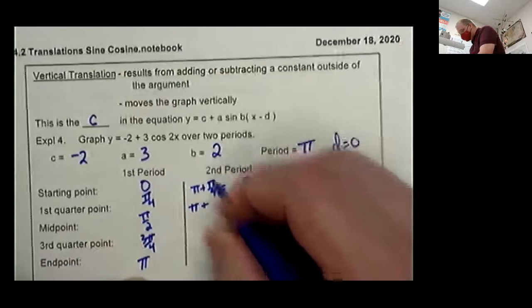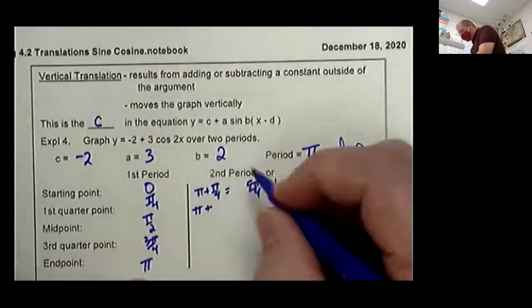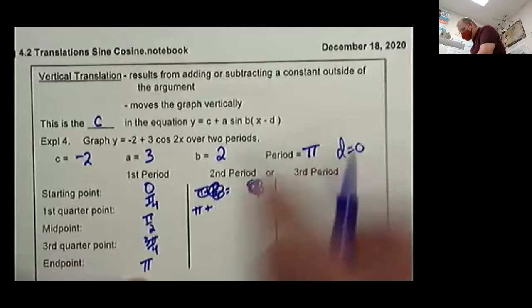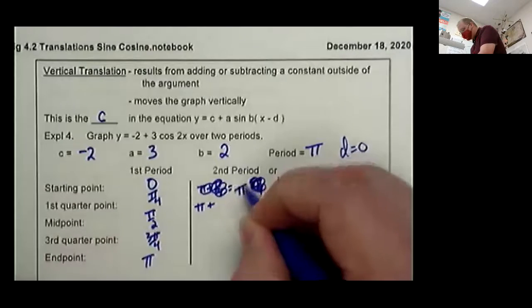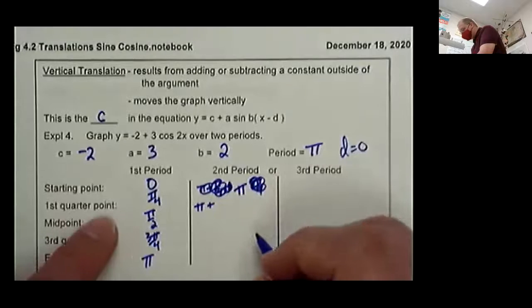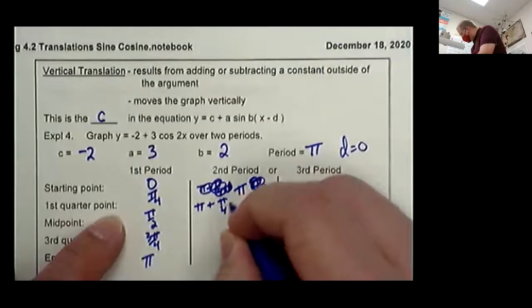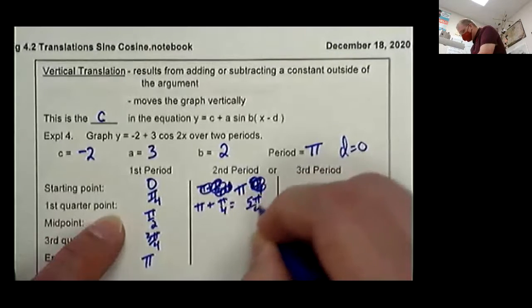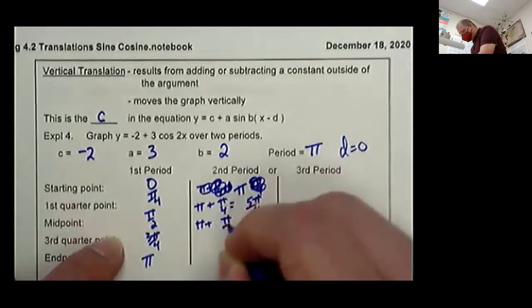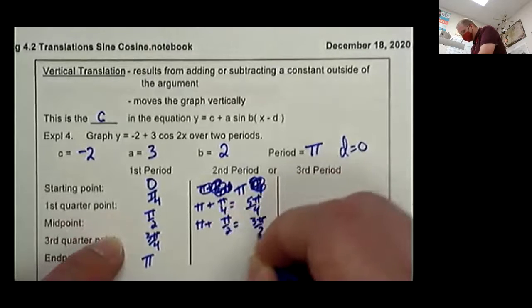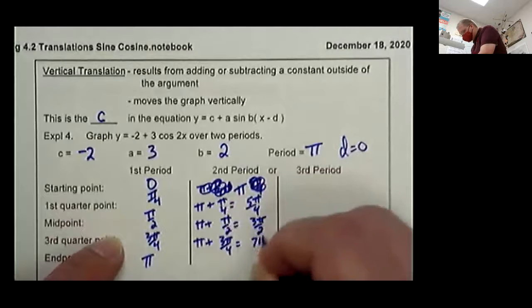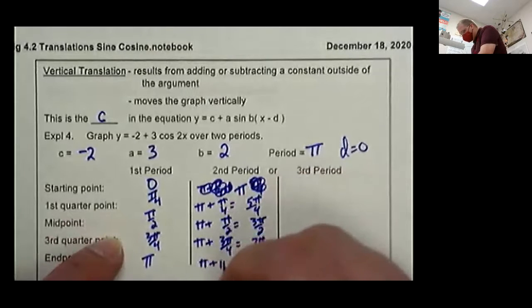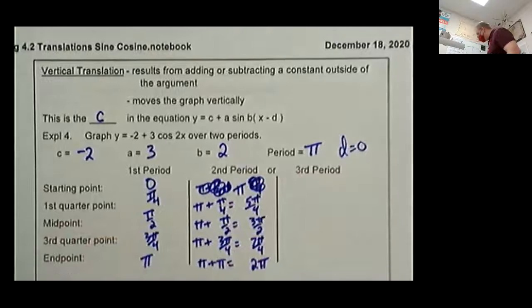And I made a mistake. I did not leave room for that one. So remember, our starting point for our second period is the same as the end point from our last period. That's just pi. So now we have pi plus pi fourths, and that's 5 pi fourths. Pi plus pi halves, which is 3 pi halves. And pi plus 3 pi fourths, which is 7 pi fourths. And pi plus pi, which is 2 pi. That's one way we can do it.